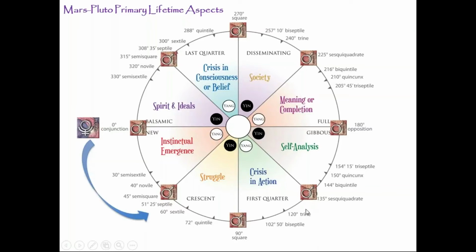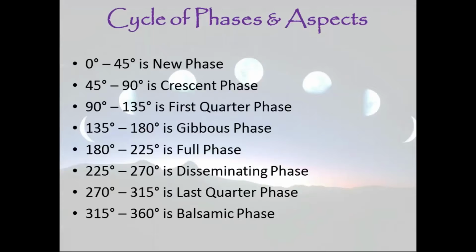Within that, we're going to have four aspects: the 90 degrees of a first quarter square, the biseptile, the trine, and then the sesquisquadrate aspect, less than 135 degrees. Because I have two volunteers, I'm going to put their chart examples after the aspect that is closest to the degrees of their Mars-Pluto angle. So here again, listing these phases for you.